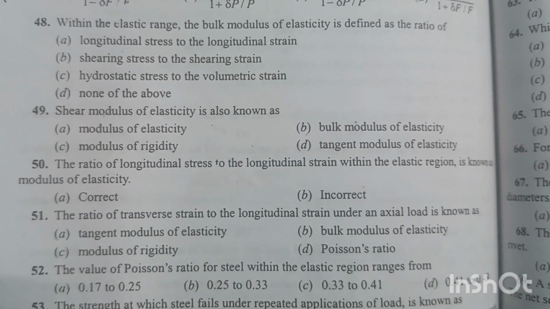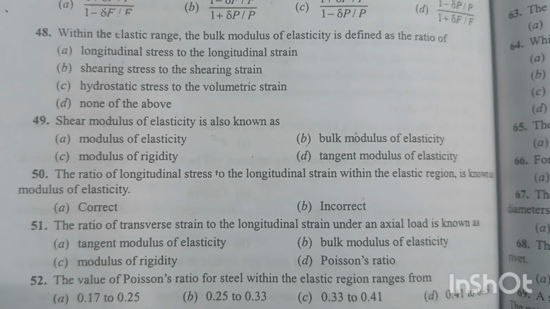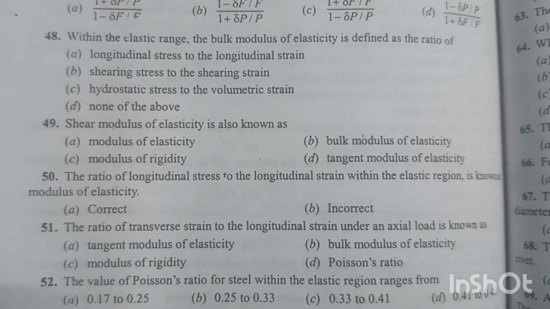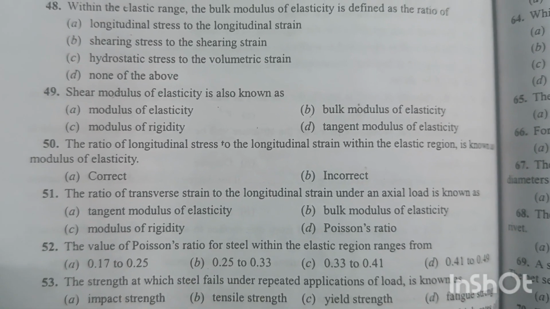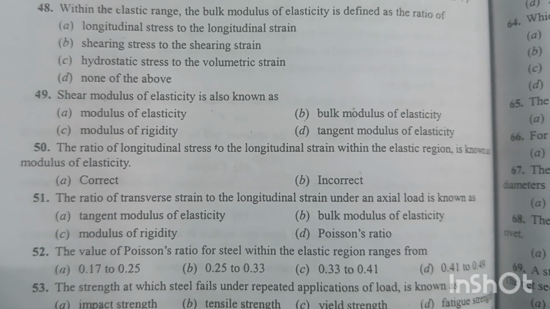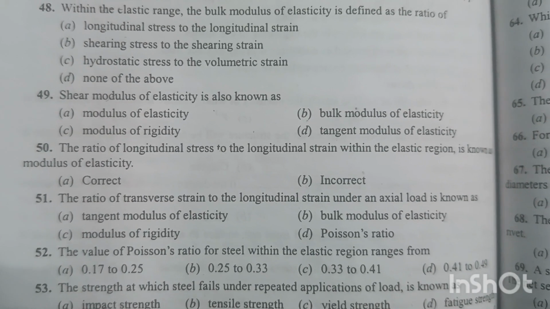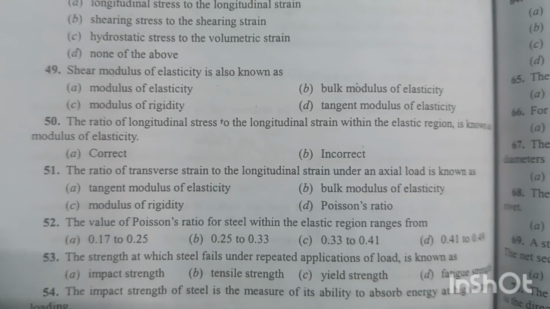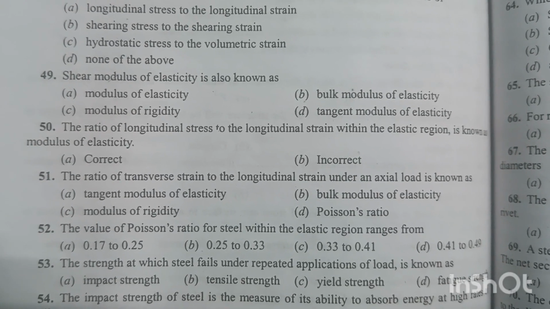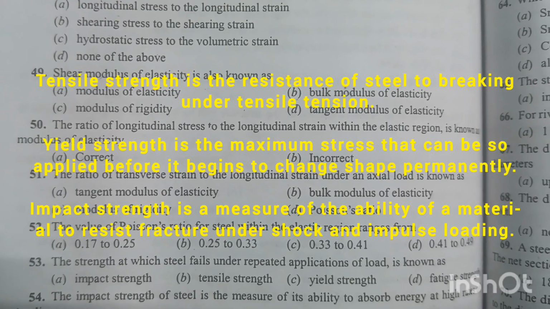Question number 51. The ratio of transverse strain to longitudinal strain under an axial load is known as Poisson's ratio. Option D is the right answer. Question number 52. The value of Poisson's ratio for steel within the elastic region ranges from 0.25 to 0.33. Option B is the right answer. Question number 53. The strength at which steel fails under repeated application of load is known as fatigue strength. Option D is the right answer.